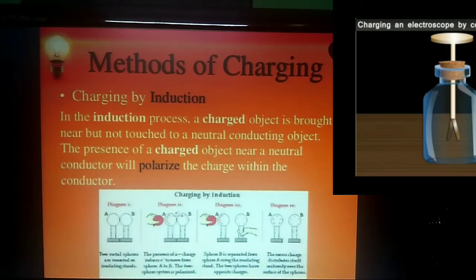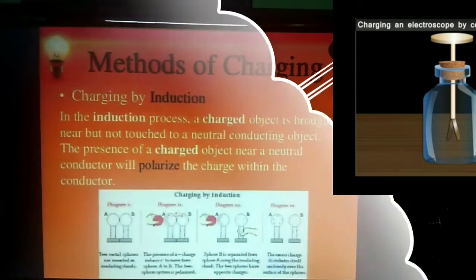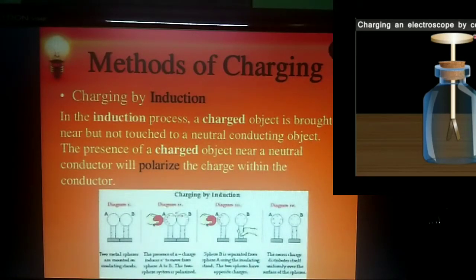Now, charging by induction. In the induction process, a charged object is brought near, in the vicinity of the other object, but not touched to a neutral body. So these charges will flow into the nearer neutral object. The neutral conductor will polarize the charge within the conductor. This is known as charging by induction.